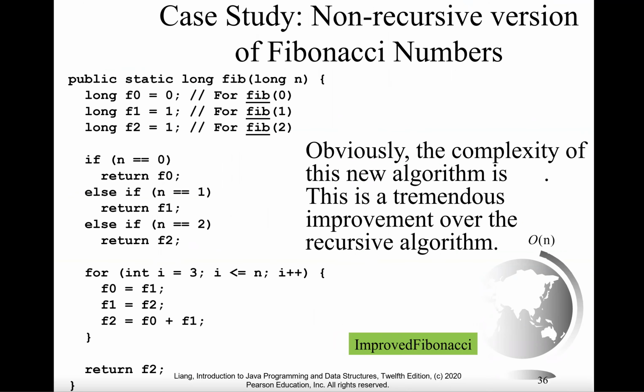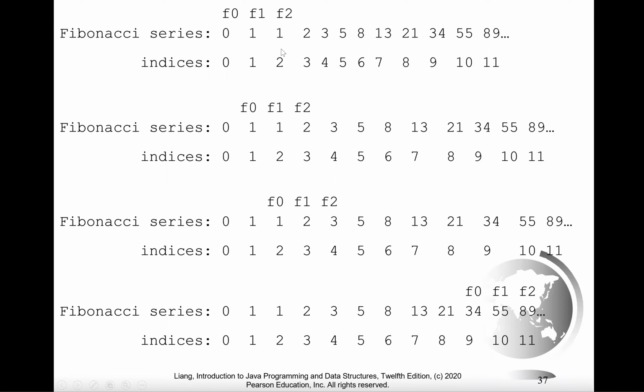What we can do is to use this observation. We can introduce three variables, F0, F1, and F2. F2 is F0 plus F1. Now we continue to the next one, where we shift everything: assign F1 to F0, F2 to F1. And now you compute the next one as the new F0 plus the new F1. That is the simple idea.